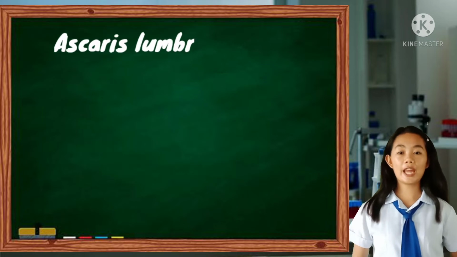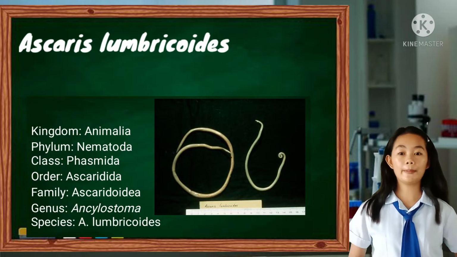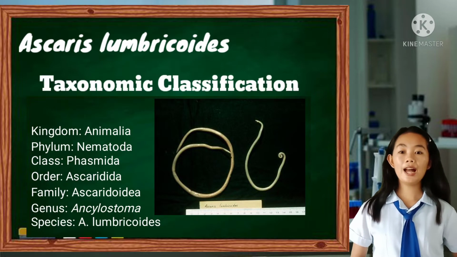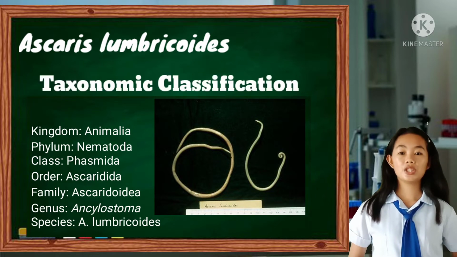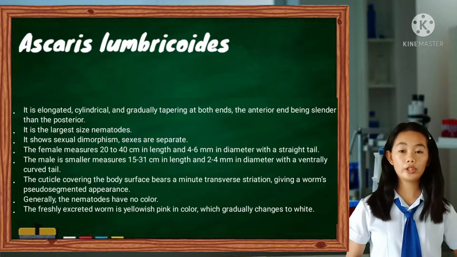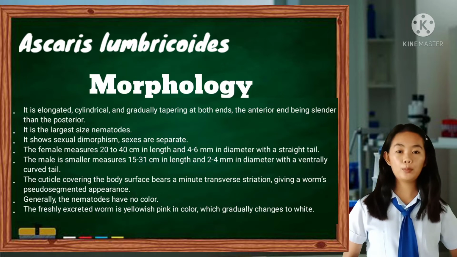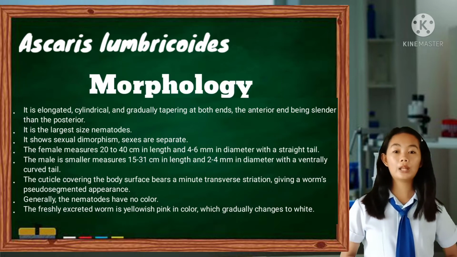Next, we have Ascaris lumbricoides. Ascaris lumbricoides belongs to the kingdom Animalia, phylum Nematoda, class Phasmida, order Ascaridida, family Ascaridoidea, genus Ancylostoma, and species Ascaris lumbricoides. Ascaris lumbricoides is elongated, cylindrical, and gradually tapering at both ends, the anterior end being more slender than the posterior. It is the largest of the nematodes.